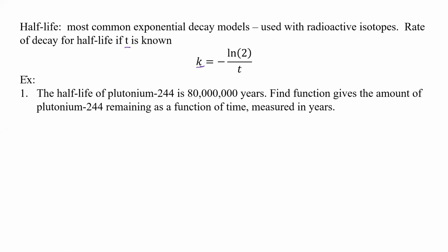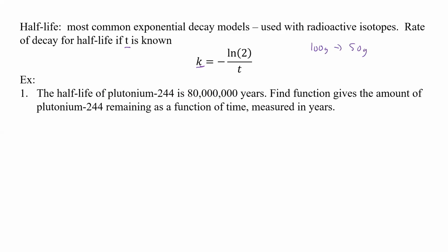So this one says the half-life of plutonium-244 is 80 million years. So that's a long time for a half-life. If we start with 100 grams, in 80 million years we'll be down to only 50 grams. So that's why we have long periods of time for these half-lives.